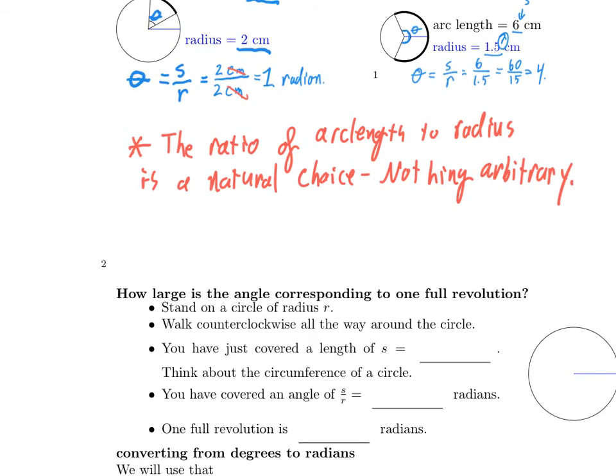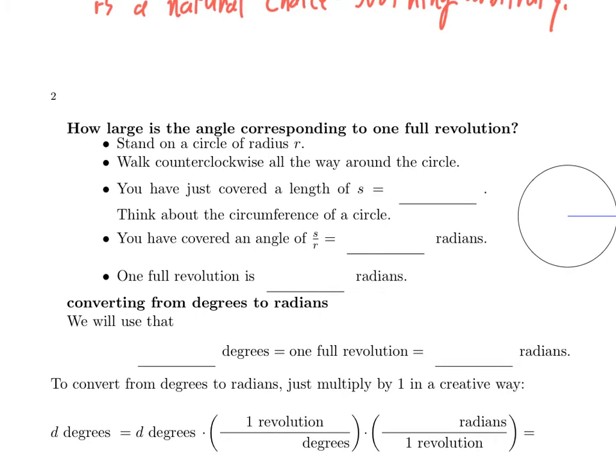Maybe here's another natural measure of an angle. Full revolutions. You can just say, well, how much of a full revolution does this angle trace out? It does 4/5 of a full revolution. Great. That's a perfectly reasonable way to measure an angle. Let's try to translate between them. And let's start by computing the angle corresponding to one full revolution.